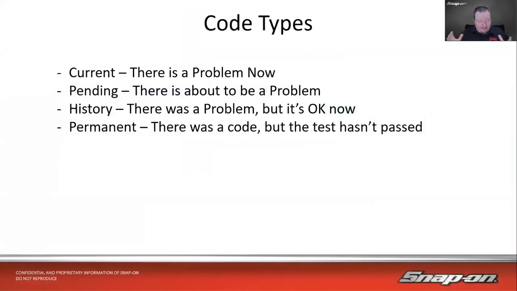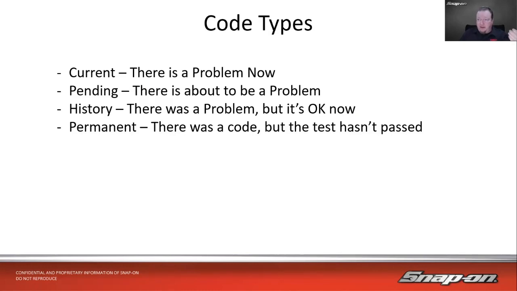We're going to stick to OBD2 really for the rest of this. But there are different code types. We have a current code, which means there is a problem right now. Pending code means there's going to be a problem pretty soon. It's pending, but it hasn't. Maybe it's a 2-trip code or something like that, where it takes a couple drive cycles to set. So it's impending, it's sitting there. We're looking to see if there's going to be a problem.